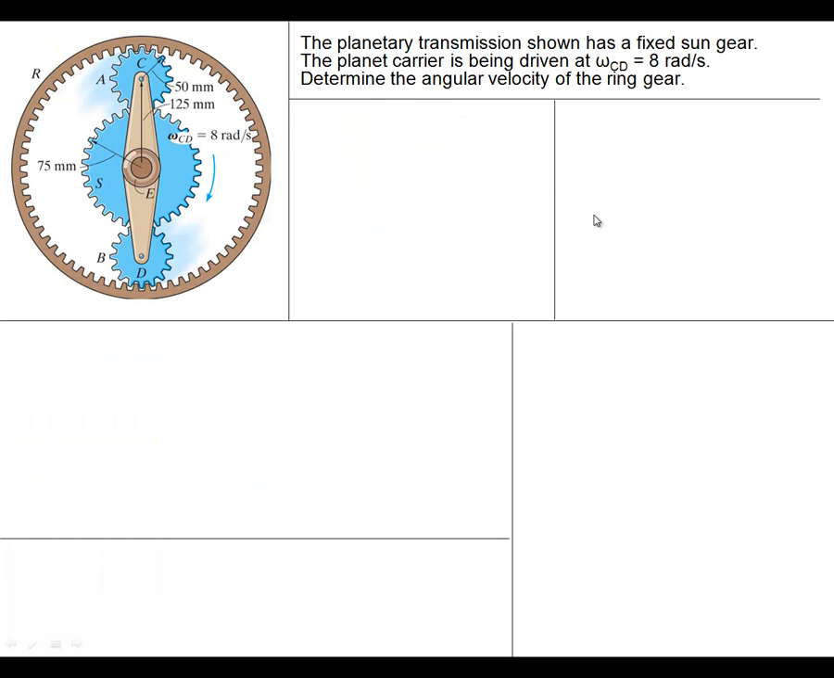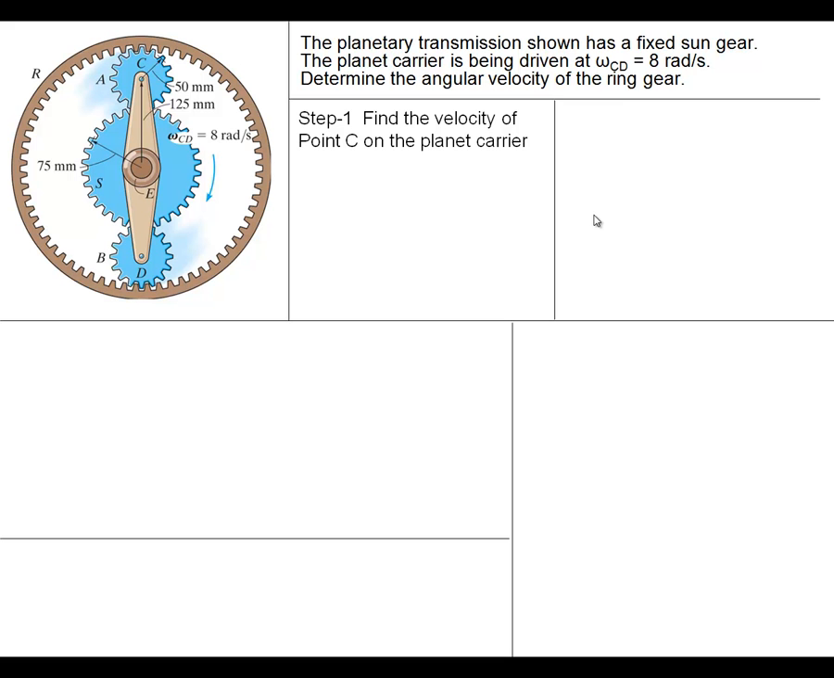So let's do this as an example problem. Let's say that this planetary transmission has a fixed sun gear, so we're not allowing the sun gear to rotate. The planet carrier is being driven at an omega of 8 radians per second, and we want to determine the angular velocity of the ring gear. So in this case, we're holding the sun fixed, driving the planet carrier bracket, and seeing what happens to the ring gear. So let's do step 1.